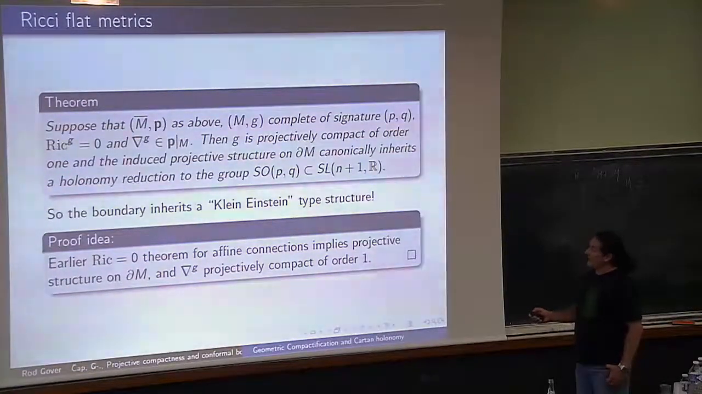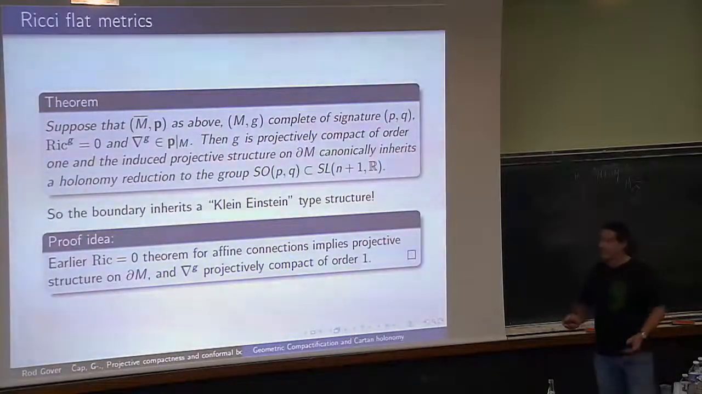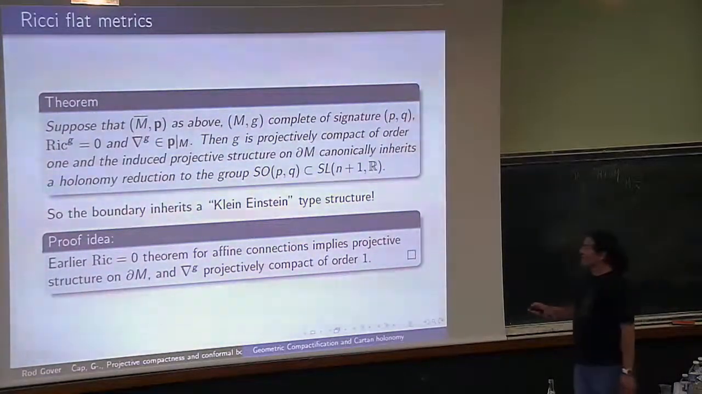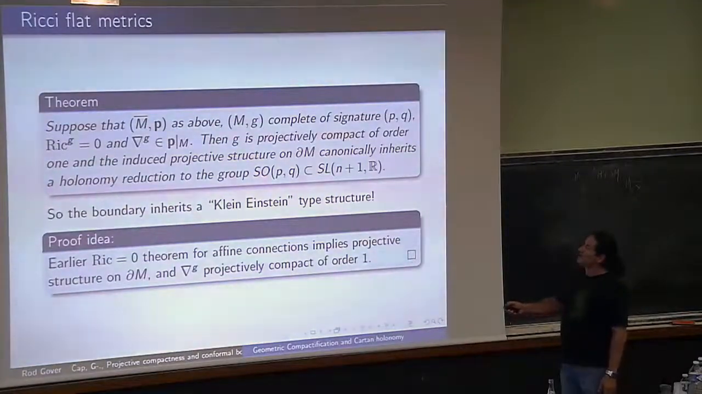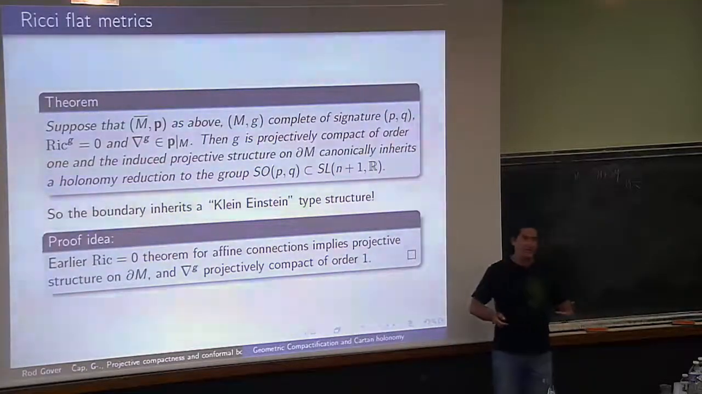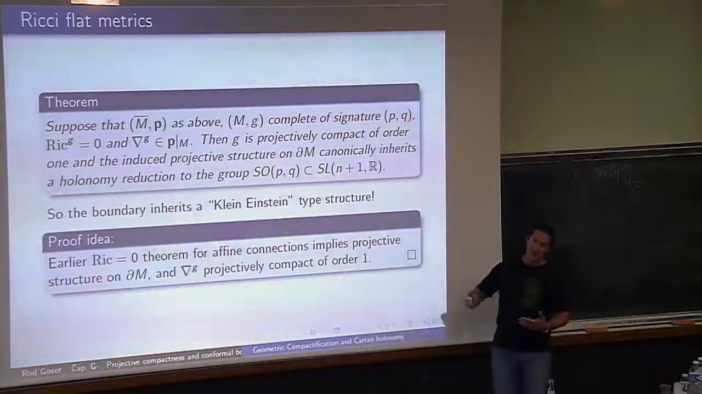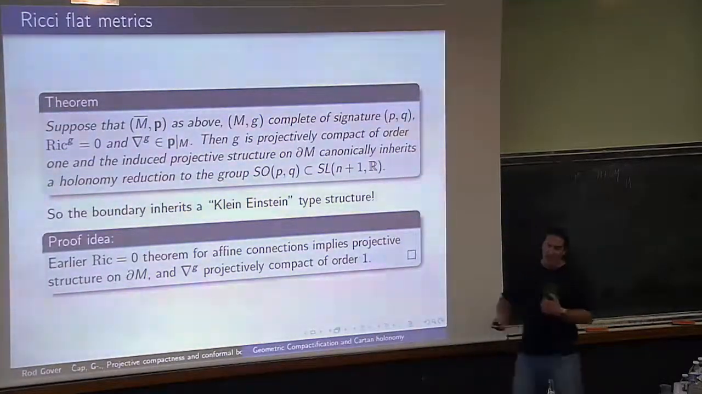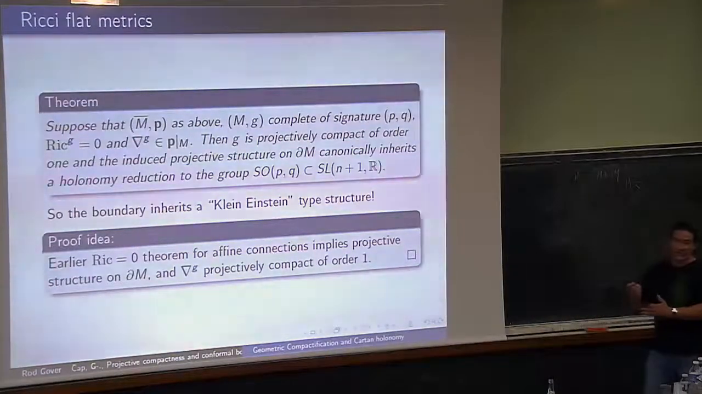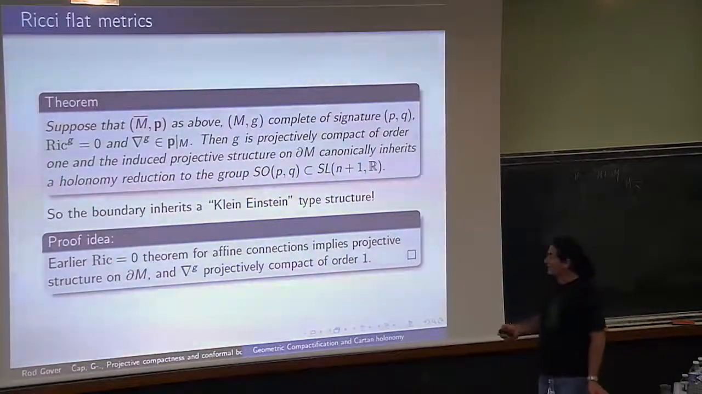And the projective structure, you get an induced projective structure on the boundary, so this gets its own projective structure, but with a holonomy reduction to the group SO(p,q). So the boundary itself inherits one of these Klein-Einstein structures. So the boundary will have a metric almost everywhere, and will have parts of it where there's only a conformal structure. And these parts, which are only a conformal structure, are the endpoints of null geodesics from the inside. So there's a very nice geometric picture of that. I can't explain all of that.